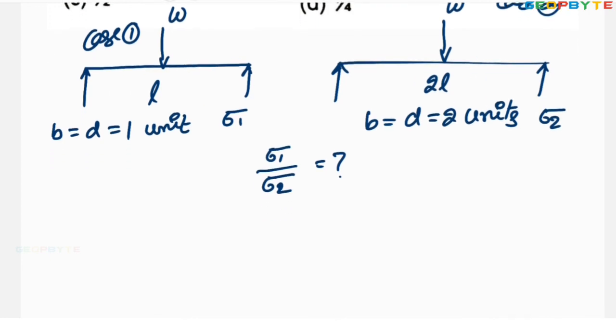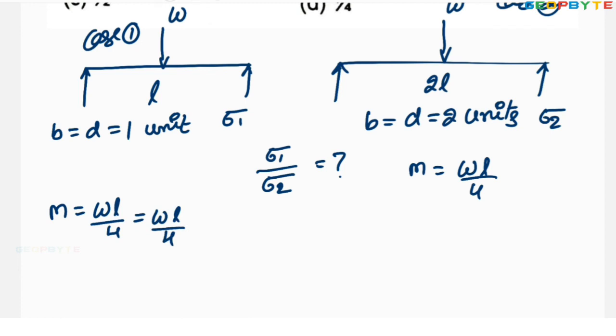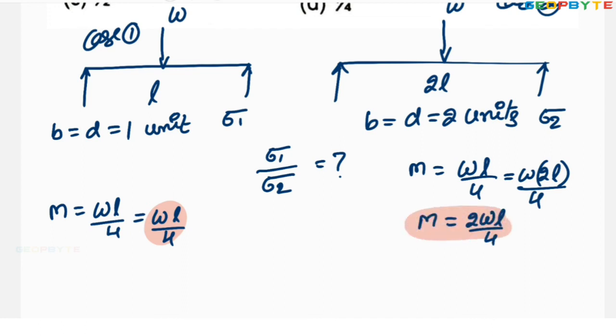First let us take case 1. Here bending moment M equal to WL by 4. For this case also bending moment M equal to WL by 4. But in the first case the length is L only, so WL by 4. In the second case, W into 2L by 4. Bending moment M equal to 2WL by 4. That is the bending moment in the second case.